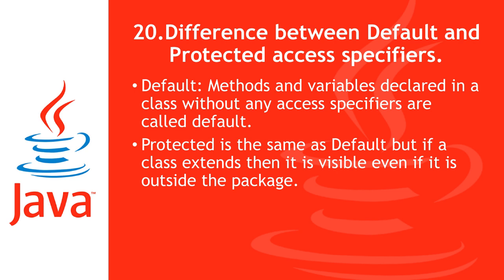Difference between default and protected access specifiers. Default: methods and variables declared in a class without any access specifiers are called default. Protected is the same as default, but if a class extends, then it is visible even if it is outside the package.